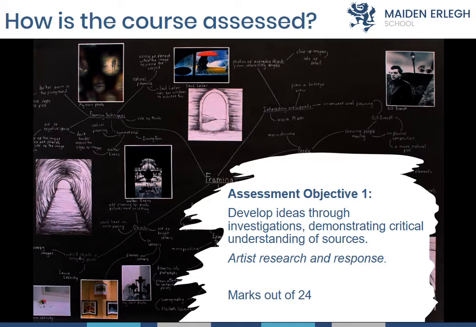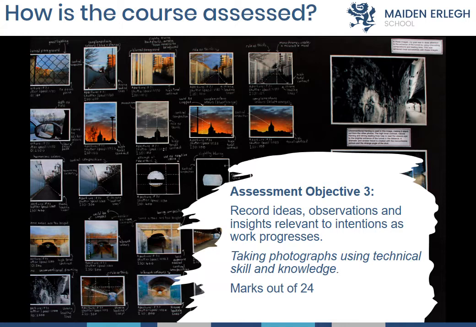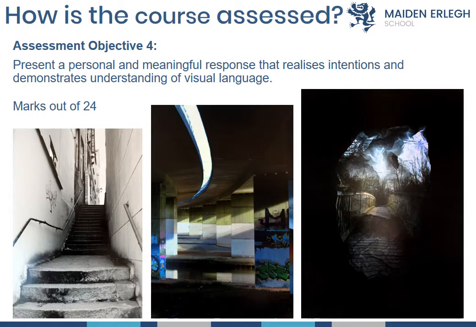Everything's broken down into 4 different assessment objectives. So the first one is about artist research, responding to ideas. The second is about experimenting with different types and processes. The third is about taking really quality observations, making sure that you've got the technical skill and knowledge. And number 4 is about resolving everything. So making sure that you're making those links with the artists, you're then taking really good quality photographs, experimenting appropriately, and then creating a resolution.